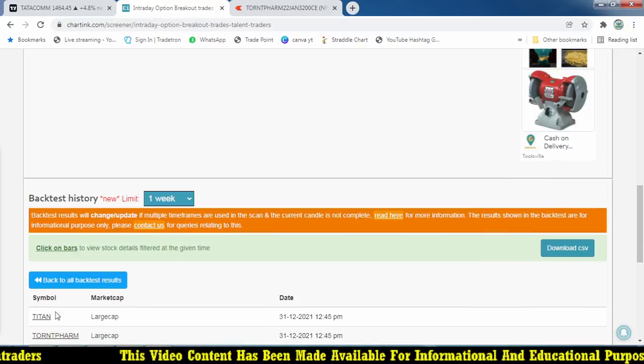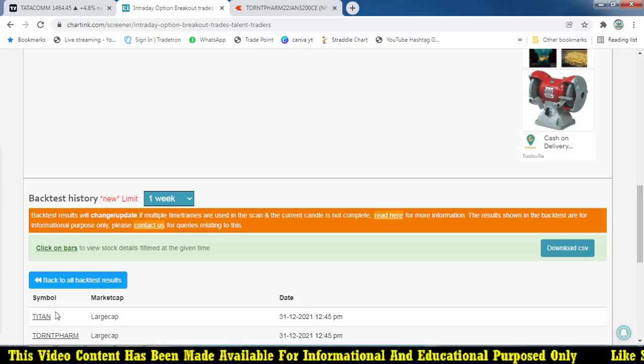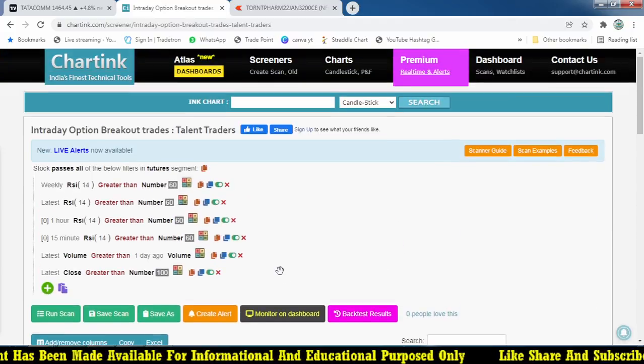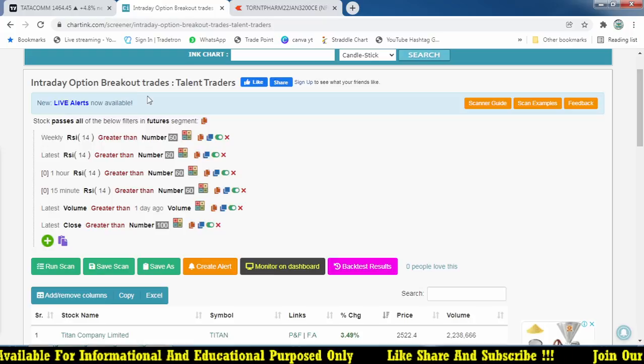So apart from the low value stocks like Idea and others, this is the method where we can easily filter out, using the intraday option breakout trade.